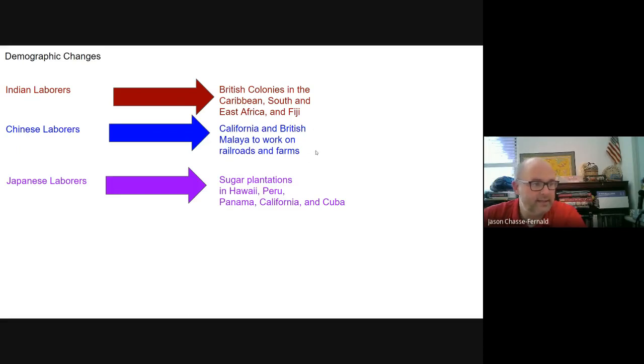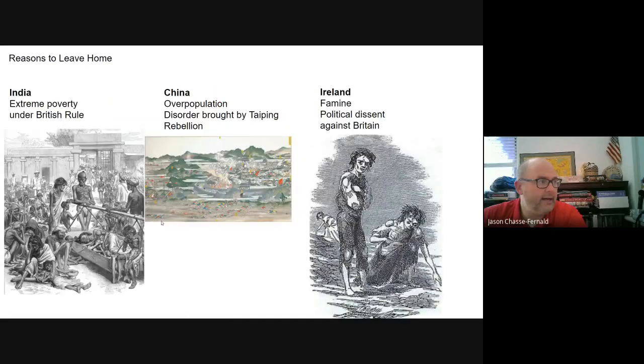So, reasons to leave home. Are these push factors or pull factors? Obviously these are push factors. So why are so many millions of people from South Asia willing to sign up for the Kangani system? Extreme poverty, famine, the realities of colonial rule.